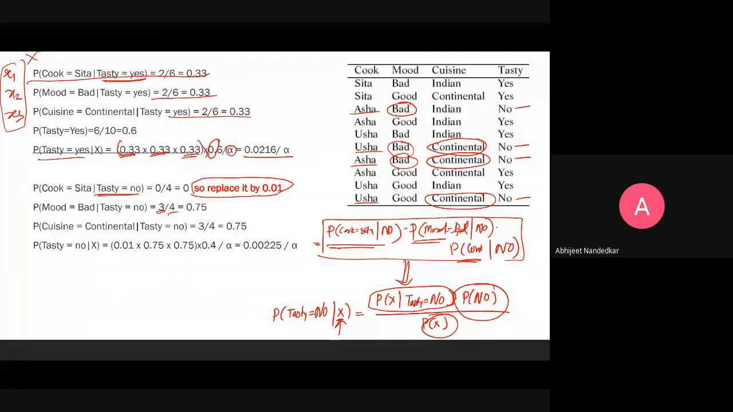So we have already calculated this particular product. So I just see here 0.01. This is the replacement for the 0 probability. Then I put this 0.75 here, this 0.75 here, and the posterior of not tasty food, because there are 4 samples out of 10, so it will be 4/10. Then divided by probability of x, so I'm writing it as alpha here. So if you multiply, this will be a small number like this, and the earlier one is here.